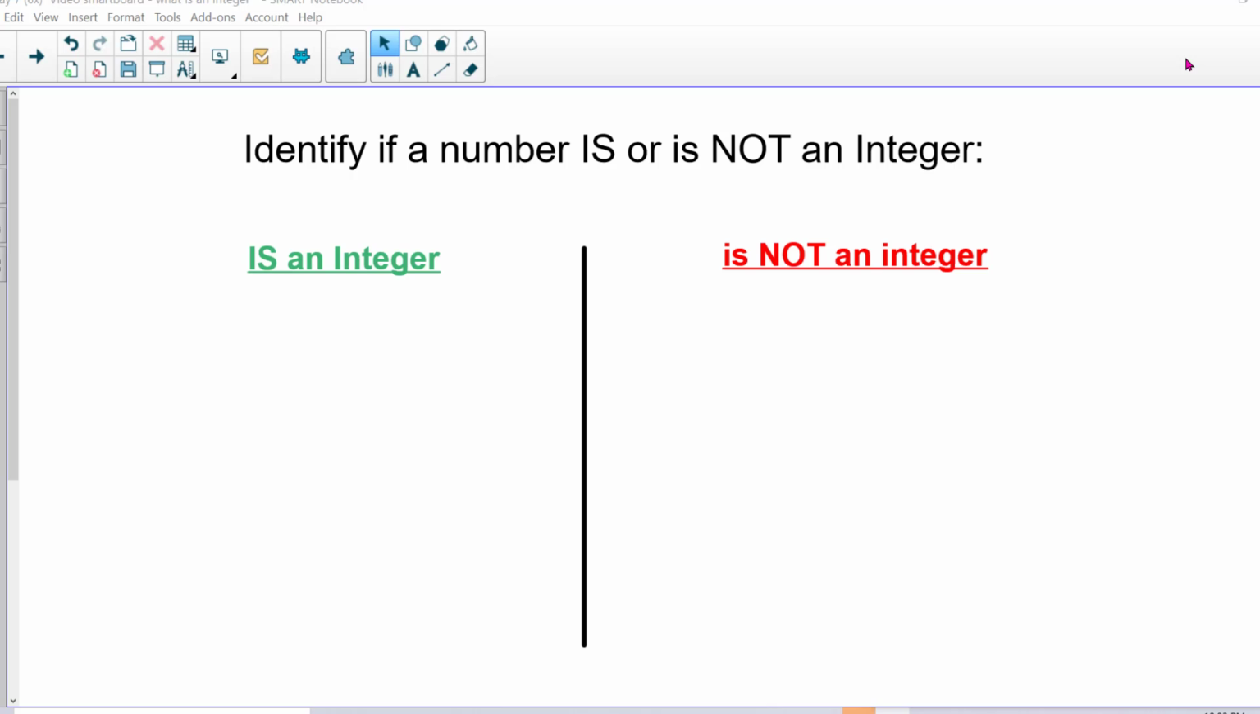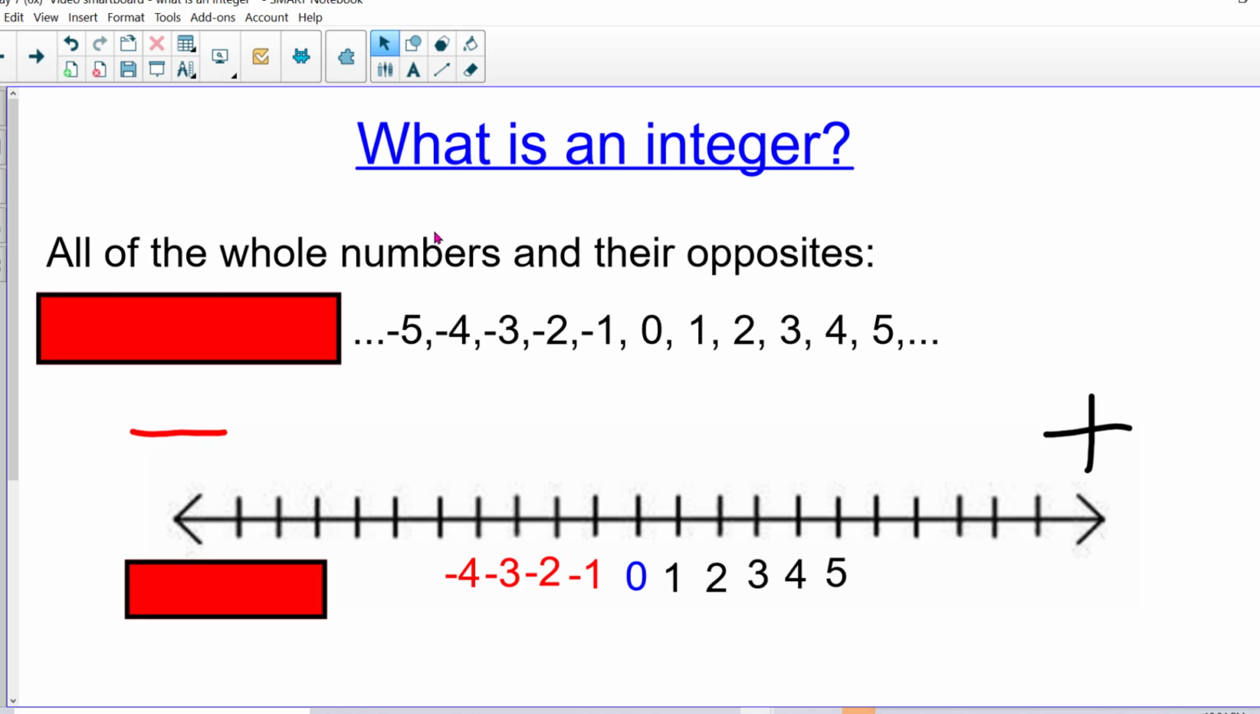Now we're going to identify if a number is or is not an integer, because yes, there are some numbers that are not considered an integer. So let's just really quickly review what we just went over, which was the definition of an integer: all of the whole numbers that you've worked with since kindergarten, 0, 1, 2, 3, 4, 5, and so forth, and their opposites, negative 1, negative 2, negative 3. When we plotted them on the number line, it's a little bit easier to see what numbers are in fact integers. So what numbers are not integers?